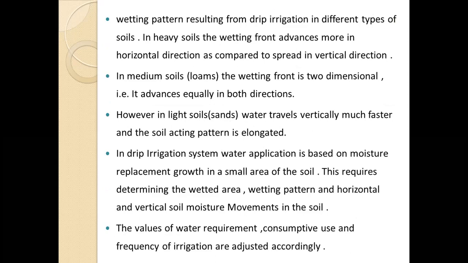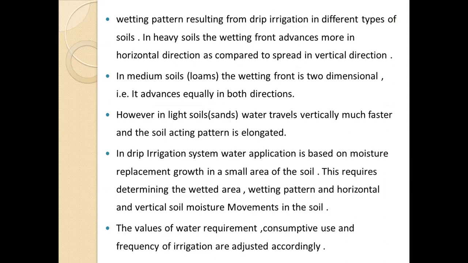Wetting pattern resulting from drip irrigation in different types of soil. In heavy soil, the wetting front advances more in the horizontal direction as compared to the spread in the vertical direction. In medium soils, loams, the wetting pattern is two-dimensional. It advances equally in both directions. However, in light soil, such as sands, water travels vertically much faster and the wetting pattern is elongated.